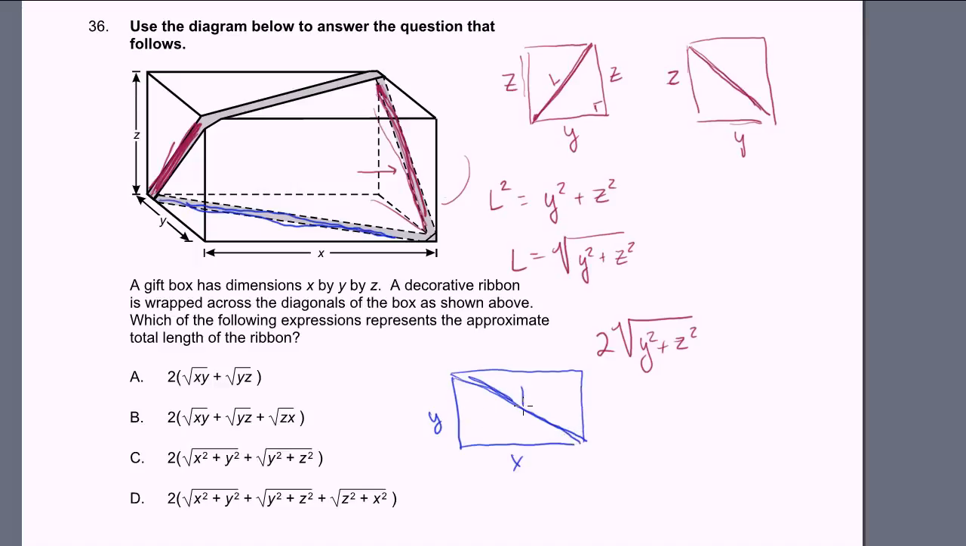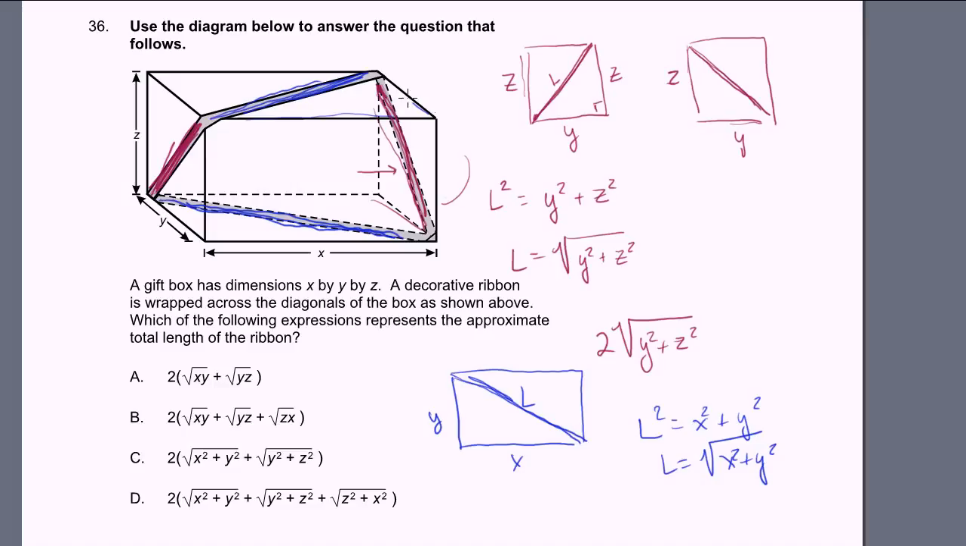So if we call the length of this blue part L, you have L squared is equal to x squared plus y squared, or L is equal to the square root of x squared plus y squared. That's this length right there. And then this length over here might not look the same because of the way the perspective works, but it's the exact same thing.